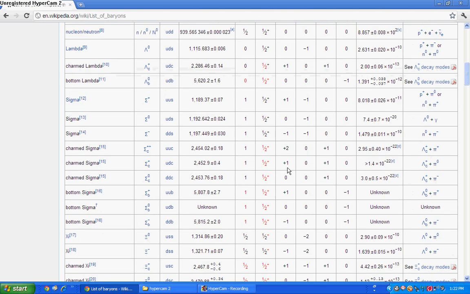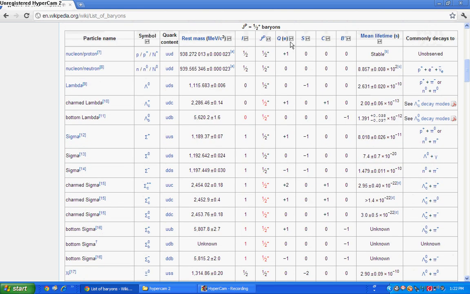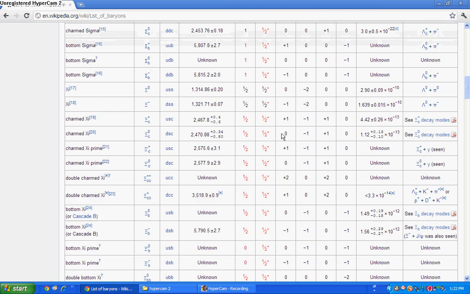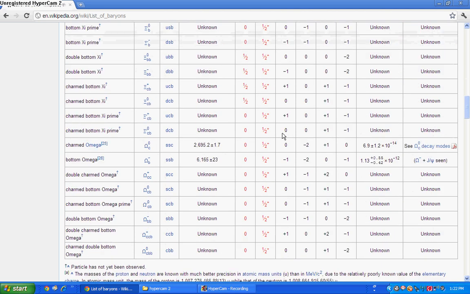Okay. Anyway, this column right here is the electric charge. This is strangeness, charmness, bottomness. So I'm going to put my mouse on the electric charge column. Scroll down to a random one. Okay, this one right here. Don't look at this column over here. Don't look at that. What's its electric charge?